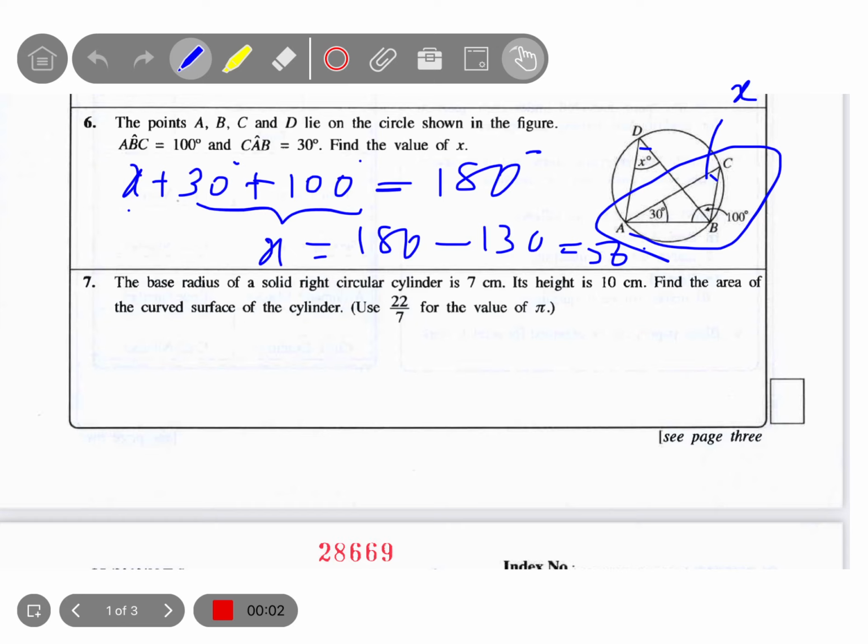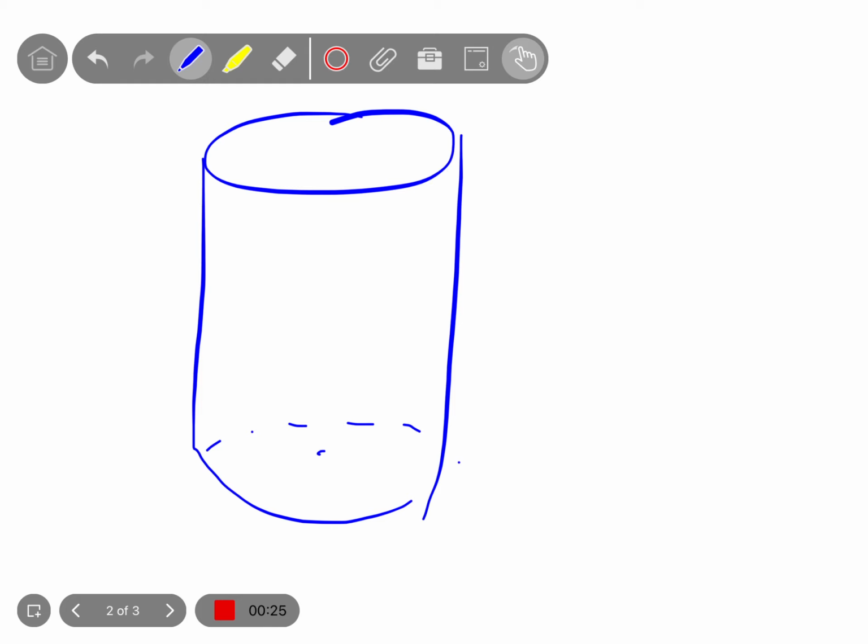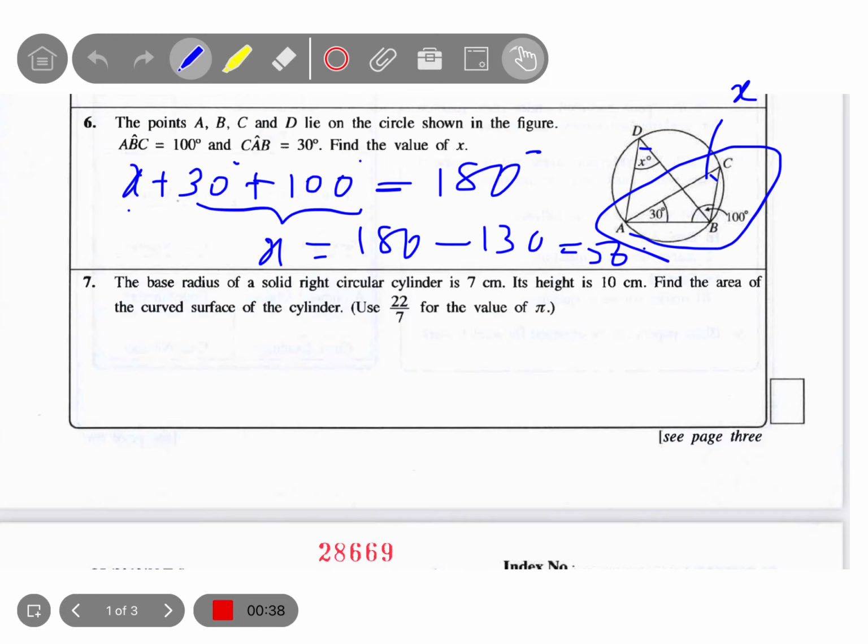Okay, next question is about, yeah, this is the cylinder question. They have given a clue at the top of the paper. So the base radius of a solid right circular cylinder. Right circular cylinder means a cylinder which is of this shape, and when you draw two lines between these two, it will be a 90 degree, is what a solid right circular cylinder means.